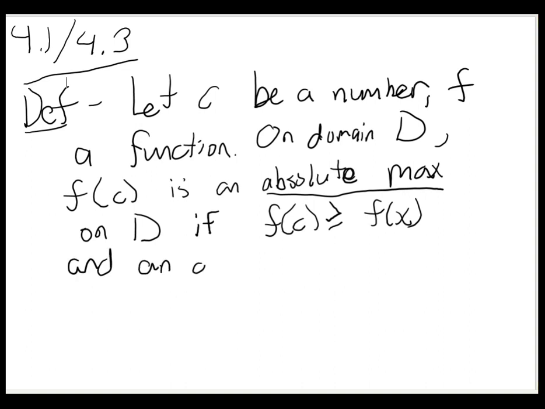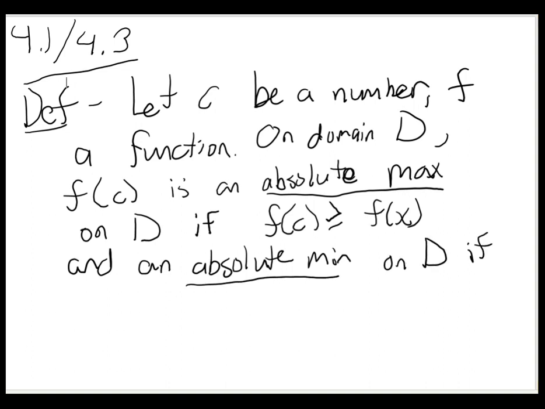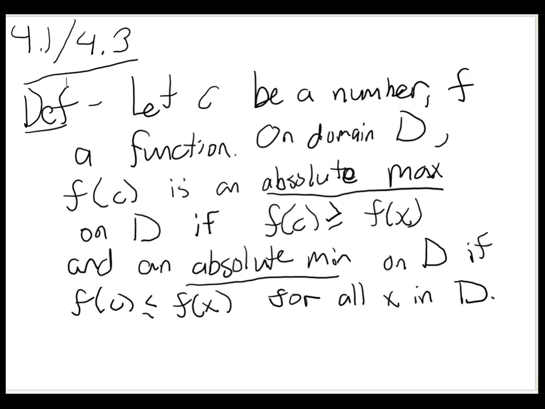So we can talk about that, and we can also talk about absolute minimum. And all you do is you flip the inequality, and this is for all x in the domain. So out of all possible x values, your absolute max is the one that has the absolute highest y value you can have, versus the absolute min is the absolute lowest y value.